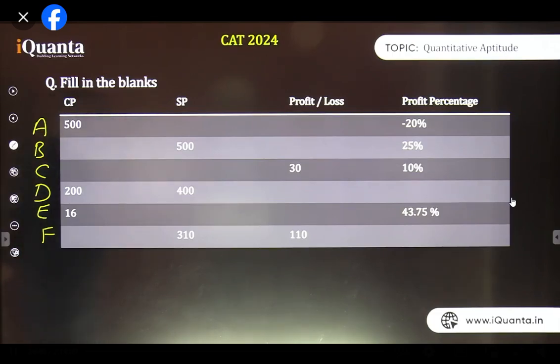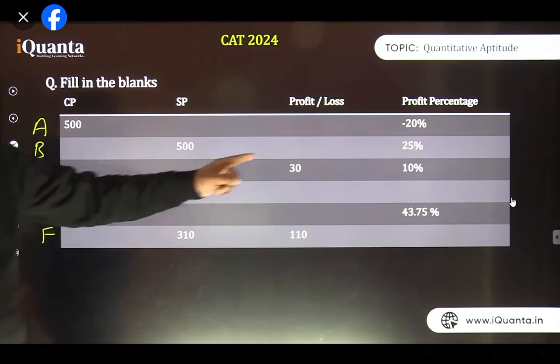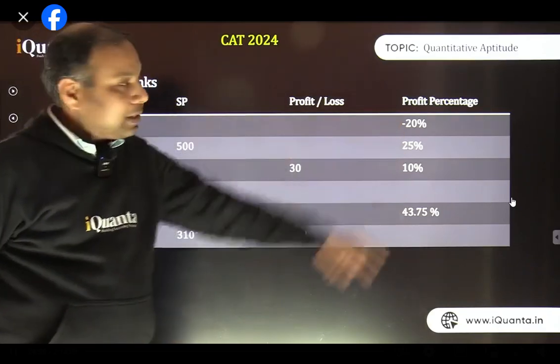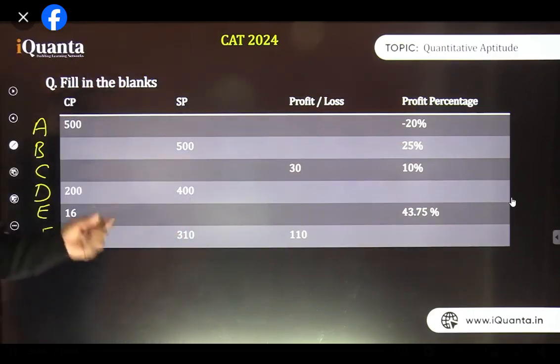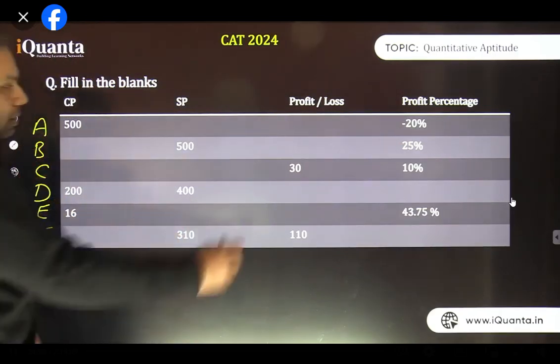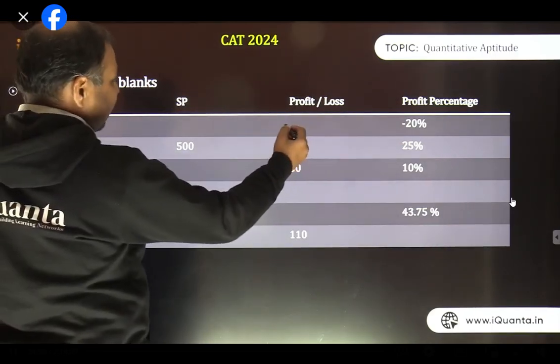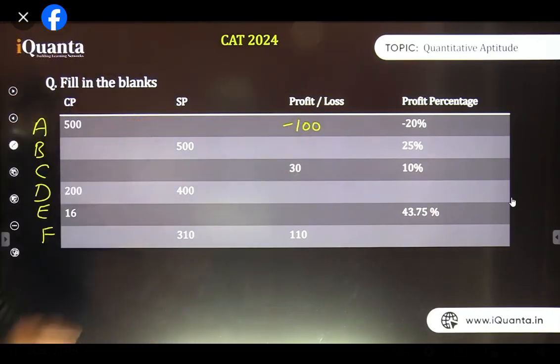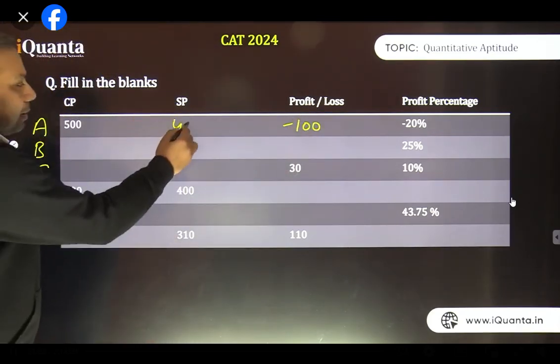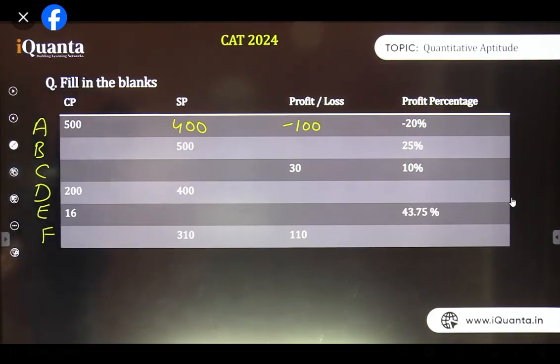Okay, let's fill A first. So in A there is a 20% loss. This is minus 20. So the loss is minus 20%. 20% of what? Cost price. Right. So 100 rupees loss. So this is a loss of 100 rupees. So I should write, let's say, minus 100. Right. That is loss. So selling price would be 400. Perfectly fine. Next one now.